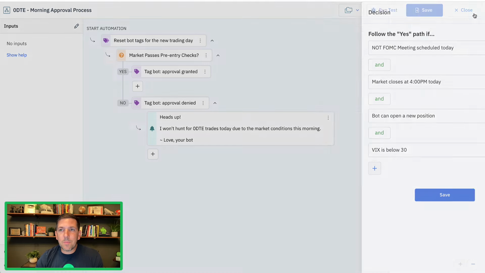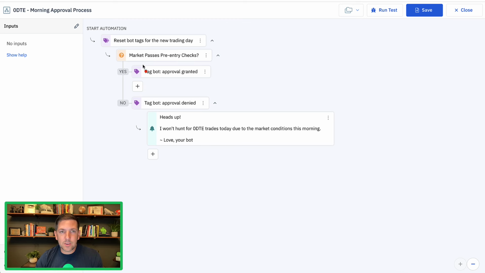So if it passes the pre-market check and the answer to all those questions is yes, that there's none of that stuff, it's not a Fed day, the VIX is low, whatever the case is, then it tags the bot approval granted. And I like doing it this way because then I know that the approval has been granted if the other isn't true, which is that if something happens and let's say it's an FOMC day like it was the other week, then the bot gets tagged approval denied.